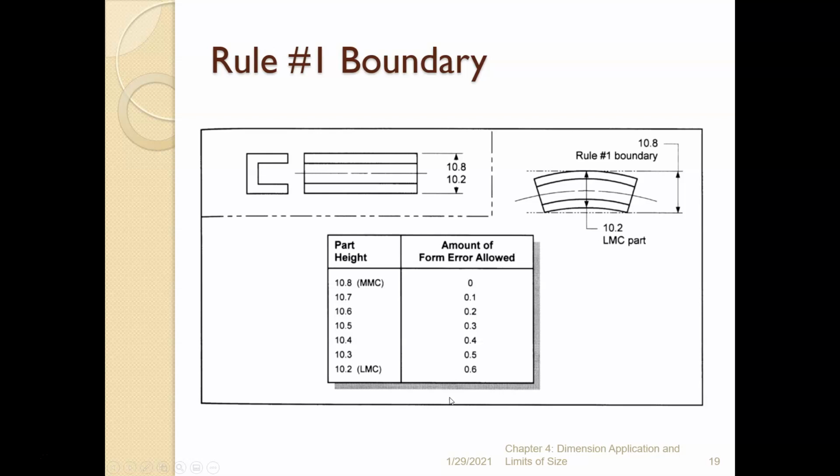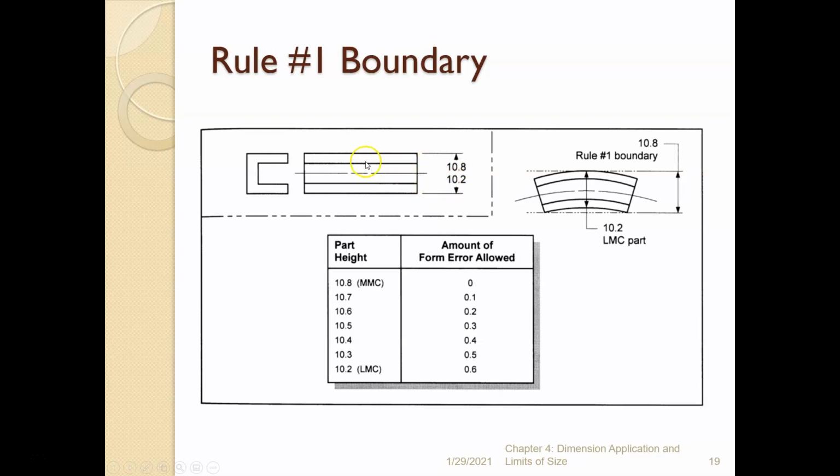Here's another way to look at rule number 1. These are the deviations, the amount of form error allowed. So here we're actually calculating the amount of form error. We have this shape right here, a C channel. It doesn't matter what shape it is. It's still a feature of size, and it can range in height or thickness from 10.2 to 10.8.